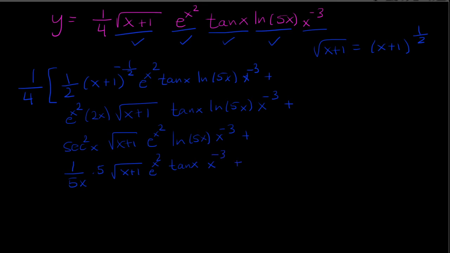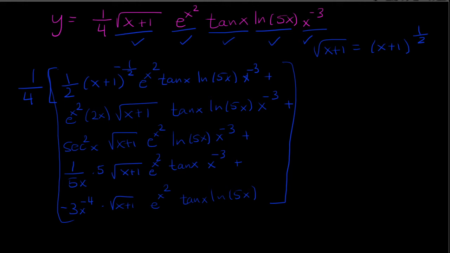And finally, we're going to be taking the derivative of x to the negative third power. So we're going to bring it down and subtract 1 in the exponent. And then multiply by the rest. So square root of x plus 1, e to the x squared, tangent of x, and natural log of 5x. So it's really this entire thing. And then we have to multiply or distribute the 1/4. But really, I'm not going to bother doing that.